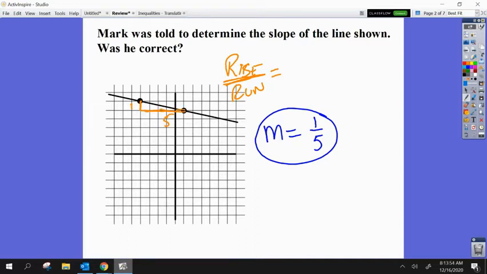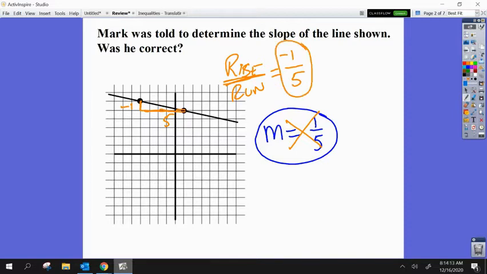So 1 over 5 on the surface would look correct, but it's actually not correct because, as you can see, this line has a negative slope, which would be validated by the fact that it didn't rise 1 as much as it fell 1. So the slope is actually negative 1/5.